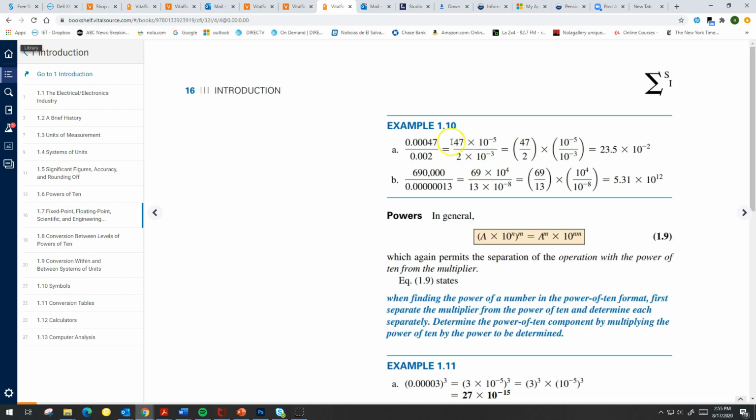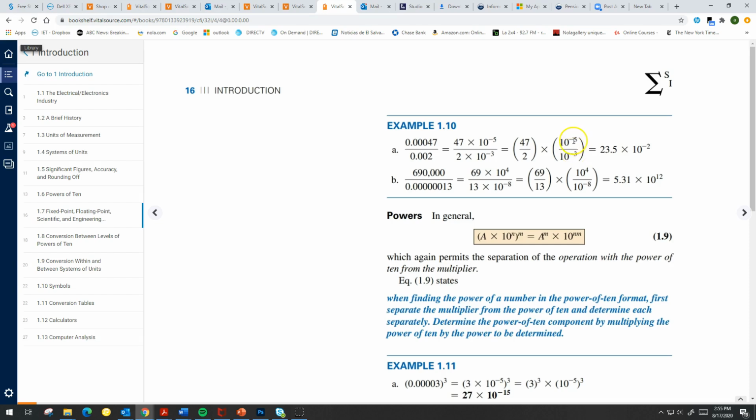So I can simply divide the numbers that I have outside the exponents, or the powers of 10, I should say, with the regular rule of division. And then for the division of the powers of 10, I follow the rule I know already, which says that I'm going to subtract the bottom exponent from the top exponent.